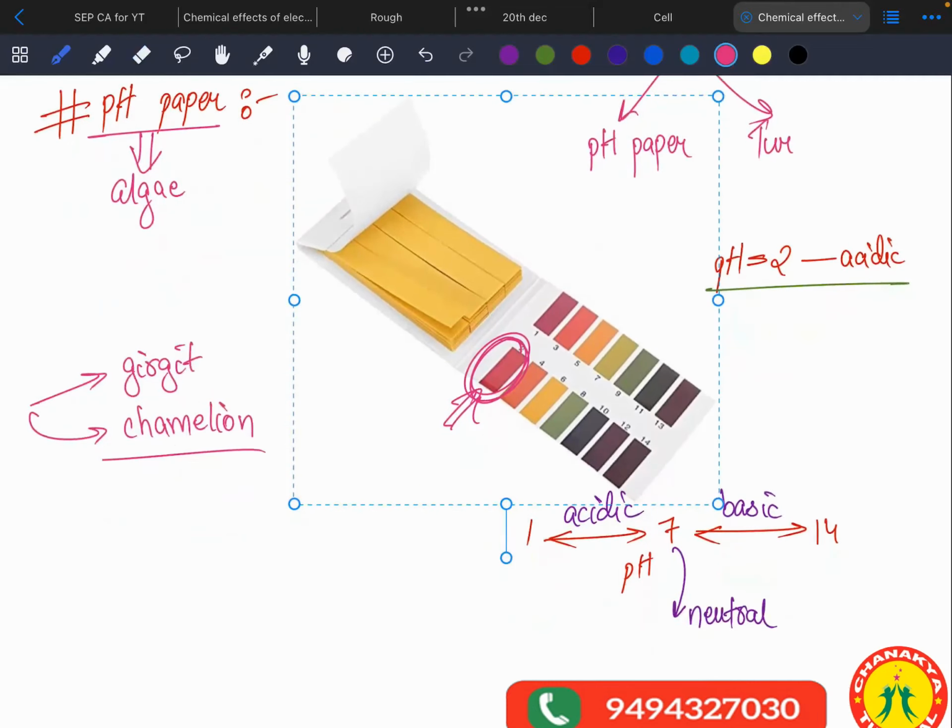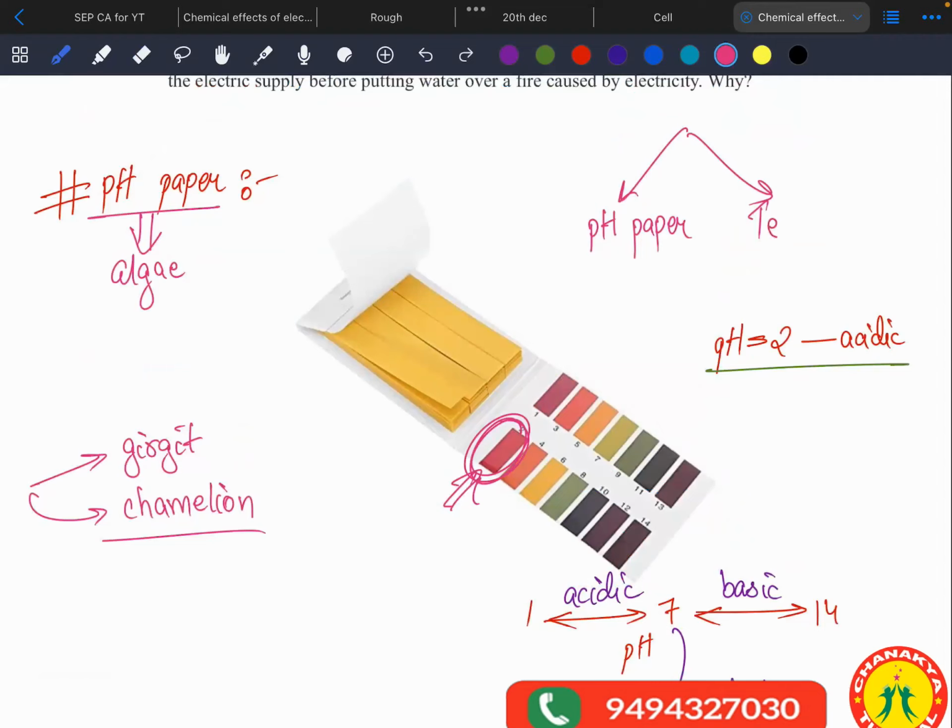Turmeric. What is the spelling of turmeric? Turmer, I see. M-U. Okay, something like that.